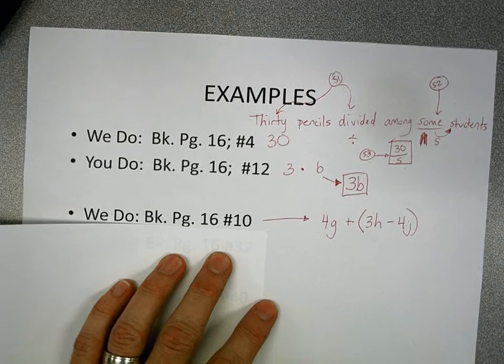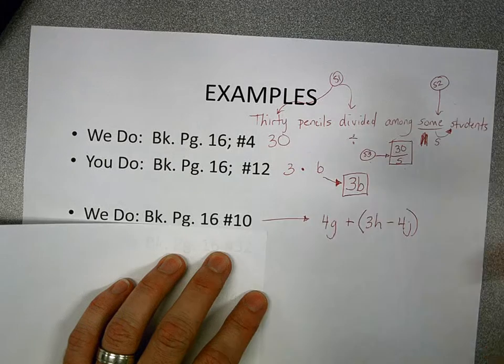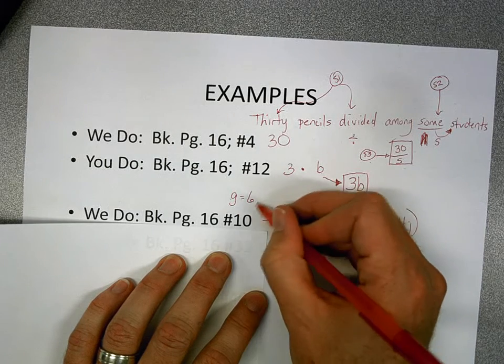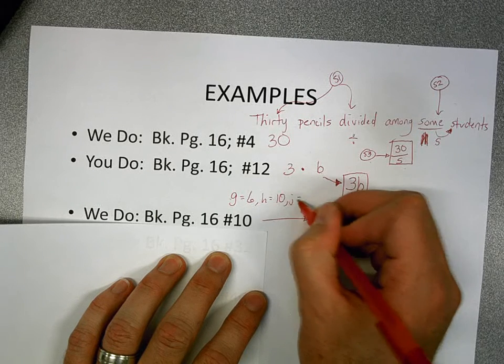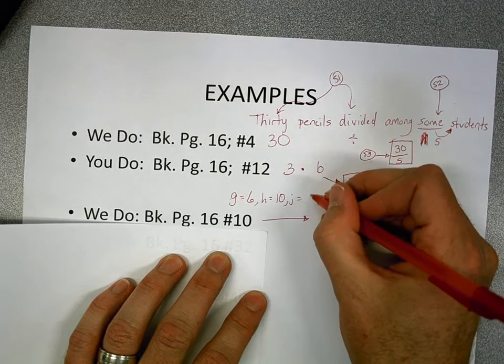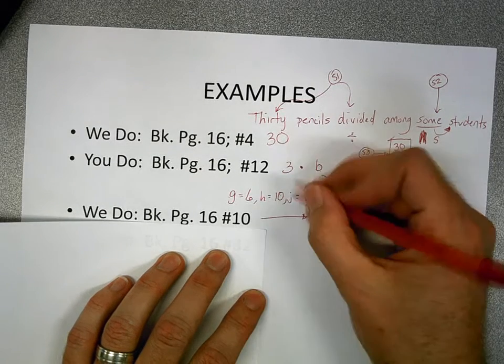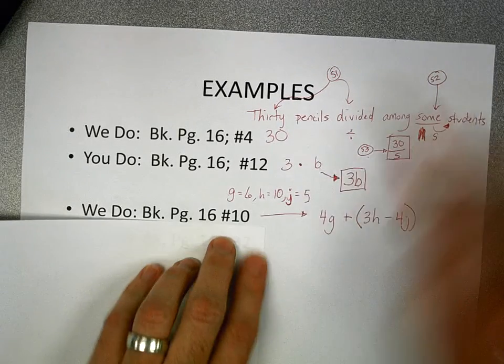Okay. Now up at the top in the directions, it does say evaluate each expression if g is equal to 6, h is equal to 10, and j is equal to 5. So they defined our variables up in the top. Okay, so here we go.